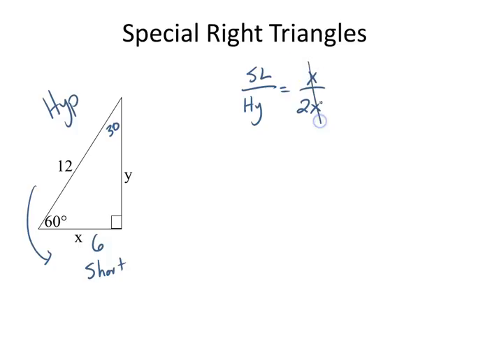I can cross out the x's. I can replace the short leg with 6. So 6 over the hypotenuse. Nope, I don't know my short leg yet. Sorry, let me start that over. I don't know my short leg. That's what I'm looking for.